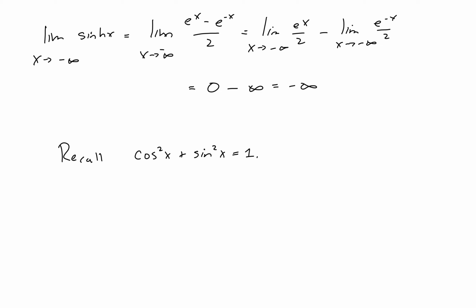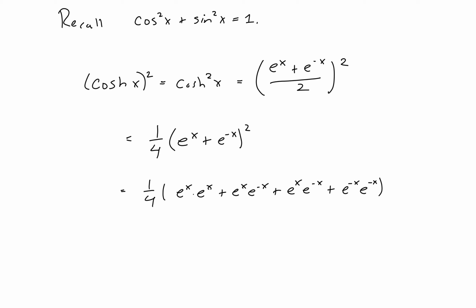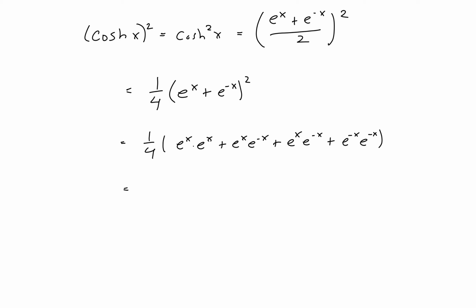We can pull that 1/2 squared out front, and then I have e to the x plus e to the minus x, squared. And now if I FOIL this out, I'm going to get e to the x times e to the x, plus e to the x times e to the minus x, plus e to the x times e to the minus x, plus e to the minus x times e to the minus x. And notice when we simplify this, I get e to the 2x, and then each of the middle terms is 1, so I have 2 copies of that, so I get 2, and then I get e to the minus 2x here.